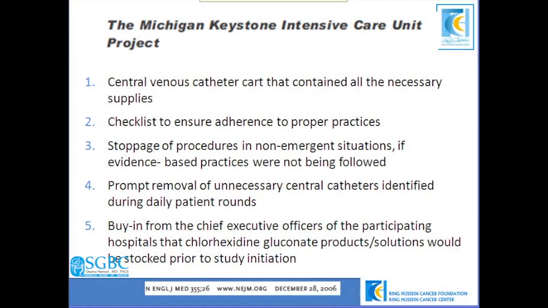He made sure that central venous catheter trays that have all the necessary supplies are available for insertion. This is number 1. There's a checklist to ensure adherence to proper practices. He empowered nurses to stop the procedure in non-emergent situations if evidence-based practices were not being followed. And there was a policy about prompt removal of central lines identified during daily patient rounds. And finally, he had a buy-in from chief executive officers of all participating hospitals that all the supplies will be in there, including chlorhexidine gluconate solutions, before the initiation of these studies.